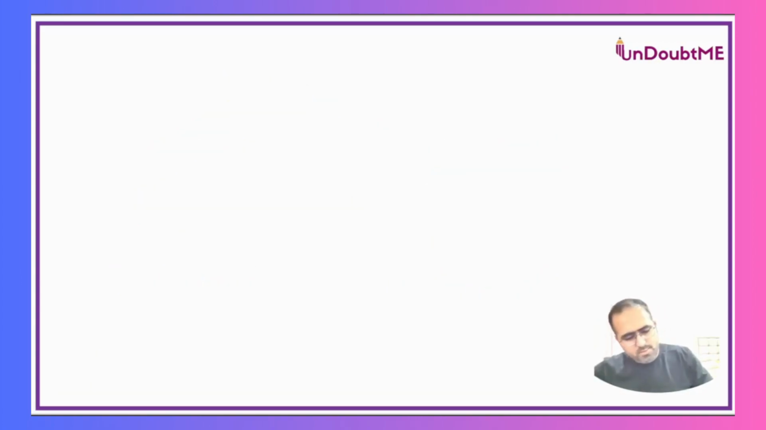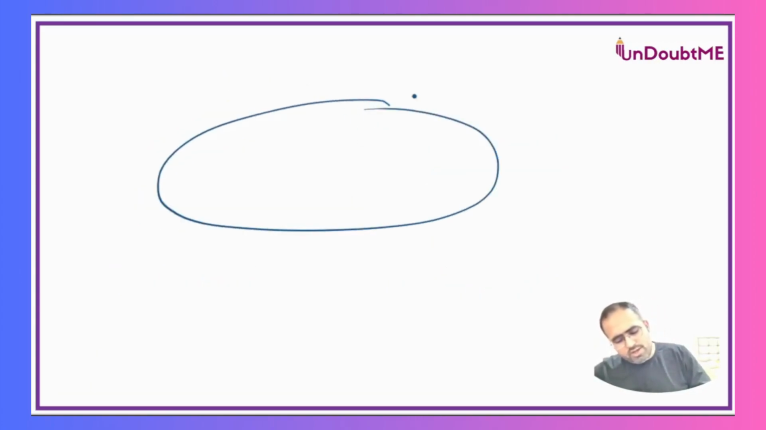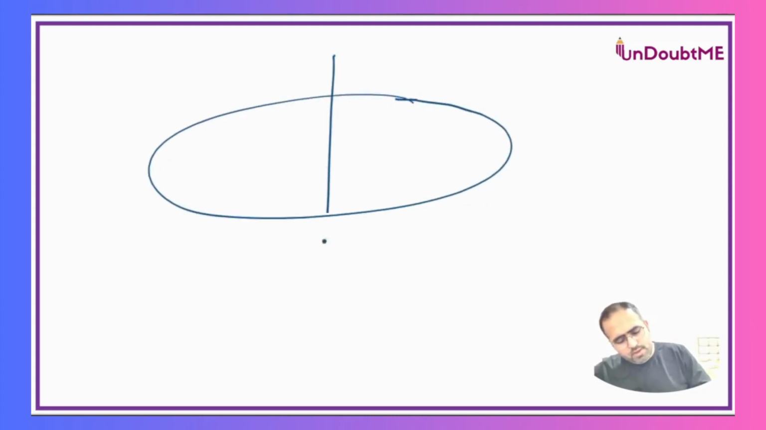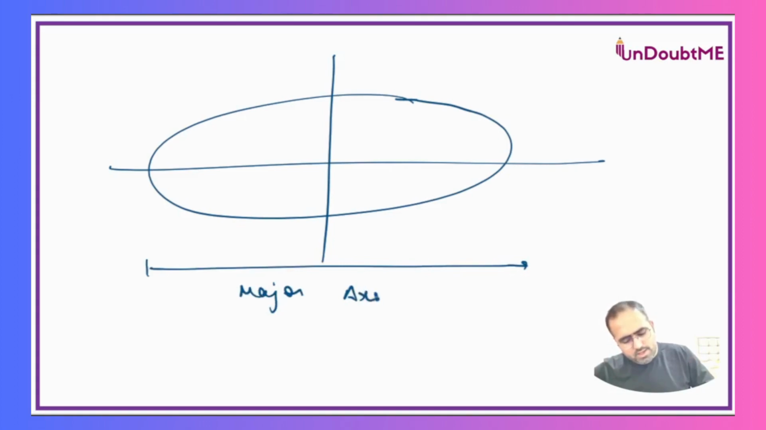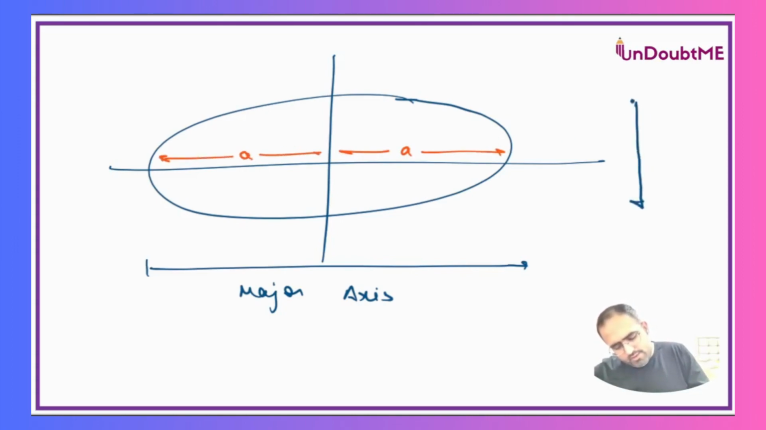I'll just quickly sum it up in a bigger diagram. So this is a horizontal ellipse. For the horizontal ellipse, the horizontal axis will be called the major axis. This full thing is called the major axis. In the major axis, this length is a and this length is also a. Then this whole thing is called the minor axis. As per the name, you can see their sizes also. That's why the names are like that. This length will be b and the bottom length will also be b.